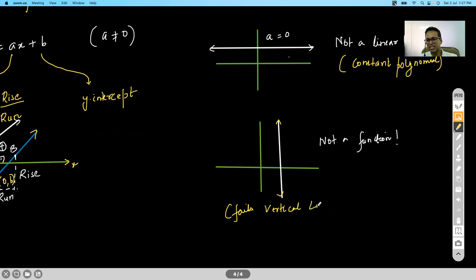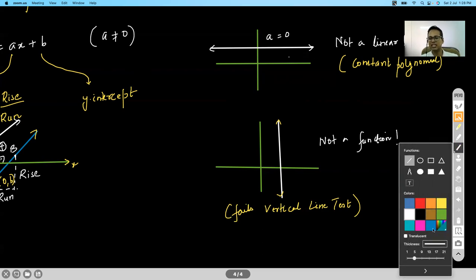Was the vertical line test taught? Subrat sir would have definitely mentioned it. Vertical line test. No. Yes or no? Anybody? Can you please? He did. Okay.